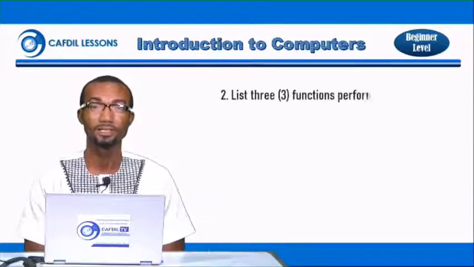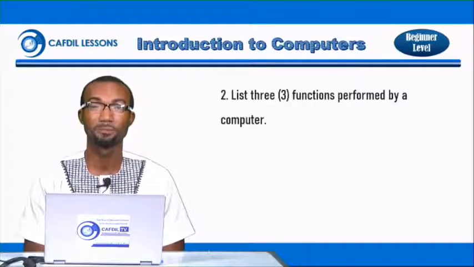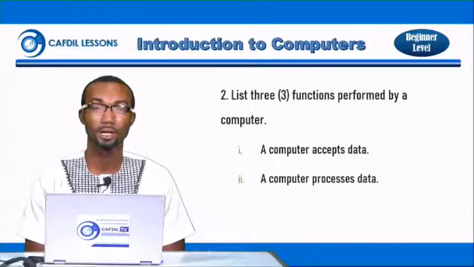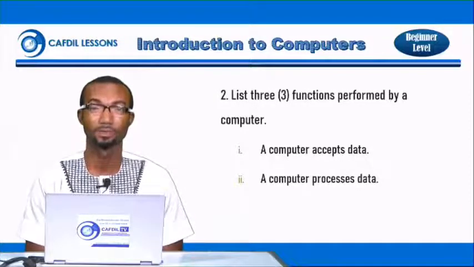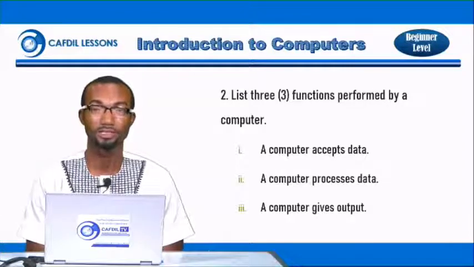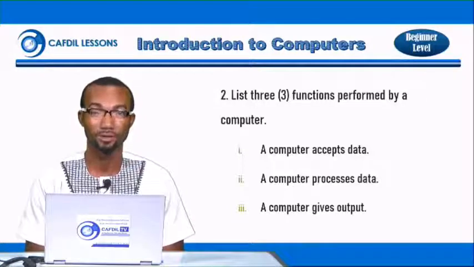The next question: list 3 functions performed by a computer. 1. A computer accepts data. 2. A computer processes data. 3. A computer gives output. So the 3 functions performed by a computer are: a computer accepts data, a computer processes data, and a computer gives output.